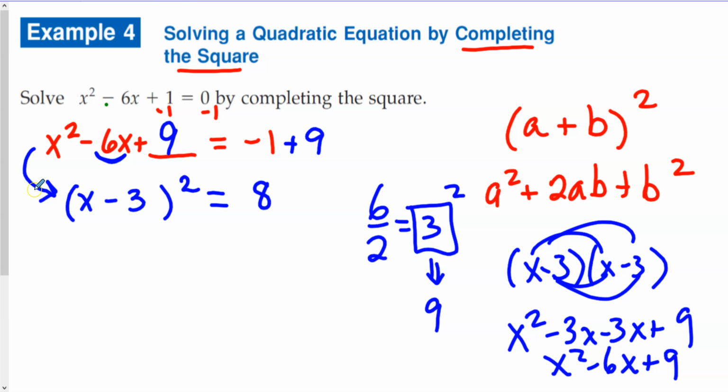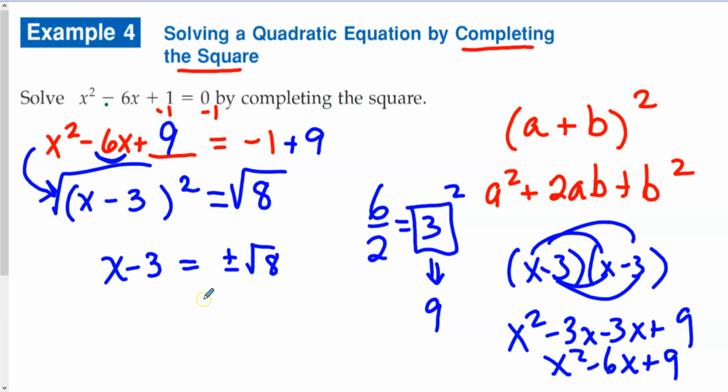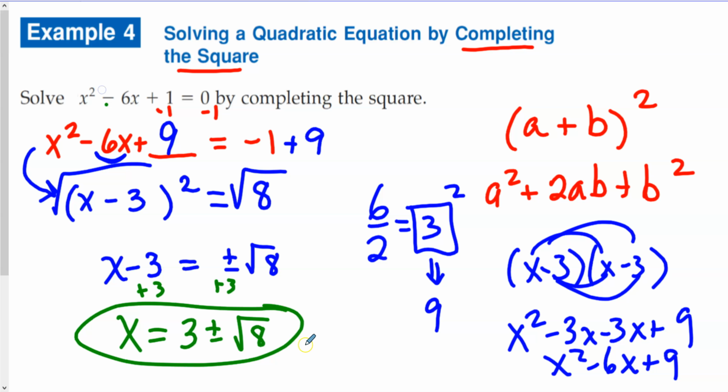And I'm going to solve this just like I did using roots in the previous example. I'm going to take the square root of both sides. I get x minus 3 equals plus or minus the square root of 8. And now if I add 3 to both sides, I get x equals 3 plus or minus the square root of 8. Those are my two solutions, and I found that by completing the square.